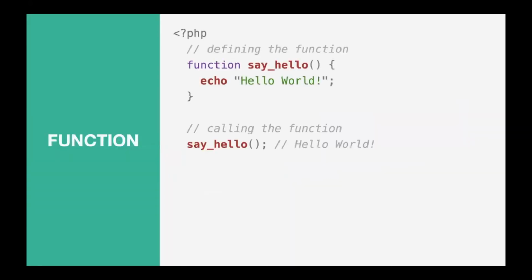Here is a very simple function. We have our function keyword. Then we have the name of our function, sayHello. We have a set of parentheses and a set of curly braces. Then inside of our function, we have an echo statement that says hello world. This will not do anything. It will just sit there until it is called. We can call it by calling the name of the function, sayHello, and a set of parentheses. And then this will output hello world.